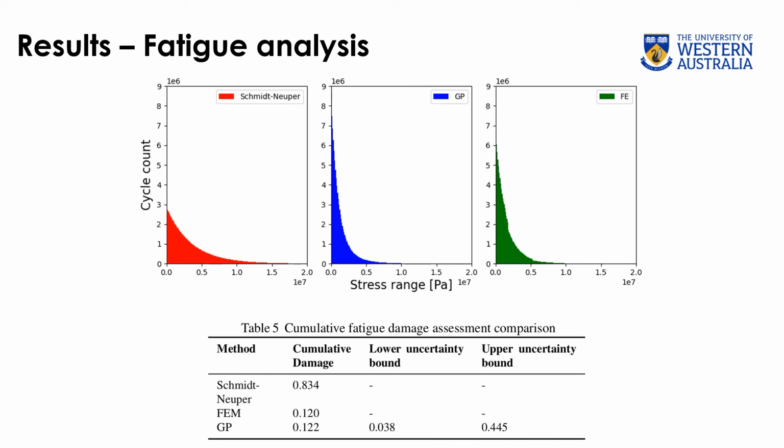The Schmidt-Neuper method is very conservative as compared to the FEM simulation. Further, we note the prediction using the GP surrogate model provides a good approximation of FEM results. This result suggests the GP surrogate may be a useful tool in predicting fatigue damage. Uncertainty bounds on the fatigue damage predicted by the GP surrogate model are shown. These are calculated considering the worst case combination of predictive variance when using the GP surrogate.